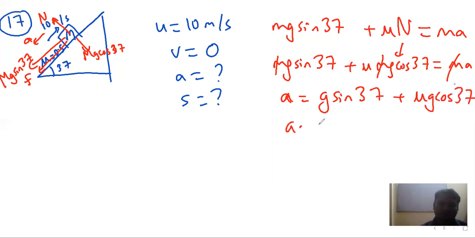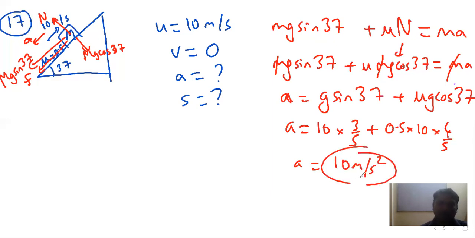If we substitute the values of g sin 37, mu, again g and cos 37, we'll find that the acceleration comes out to be 10 meter per second squared down the incline. So retardation will be minus 10 up the incline. So we have just found the value of retardation. It comes out to be minus 10.